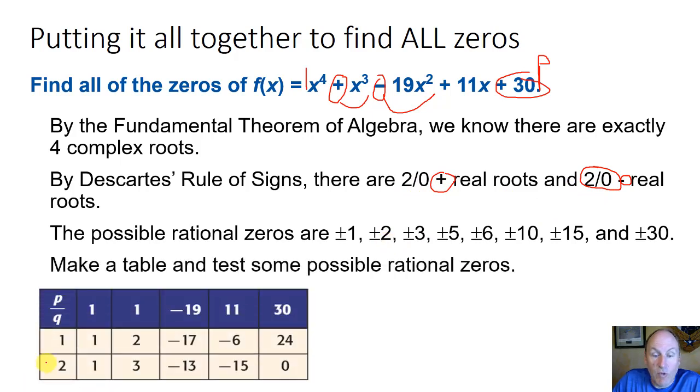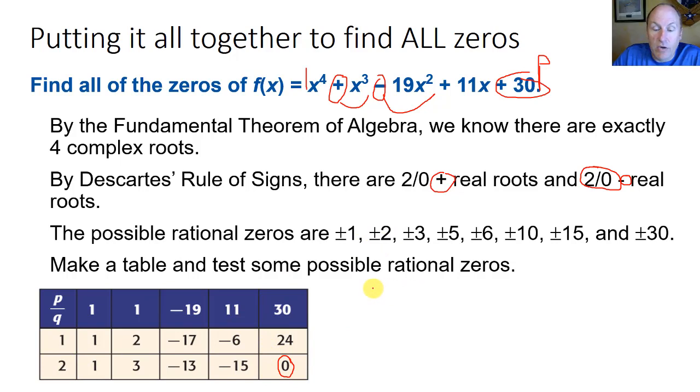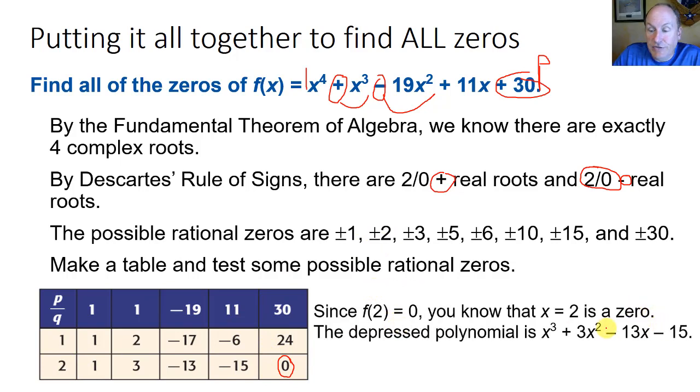So we start making a table. Well, just head down the list. If we look at positive 1, we get a remainder of 24. If we put a positive 2 in, though, we get 0. So we then know that positive 2 is a zero, because f of 2 is equal to 0. Putting a 2 into this function yields 0.